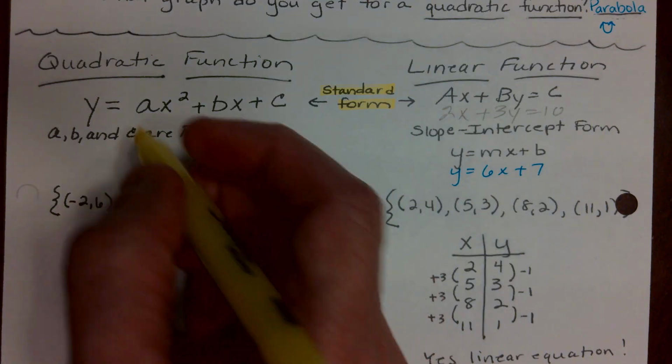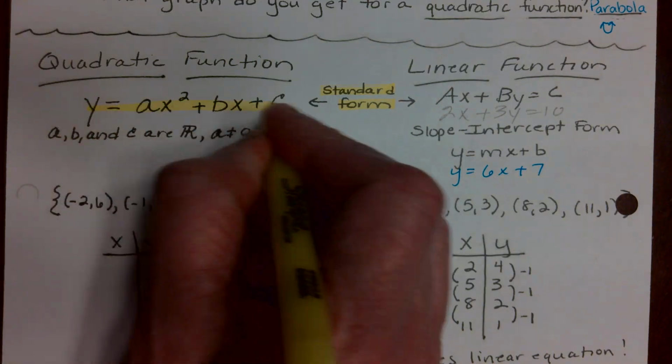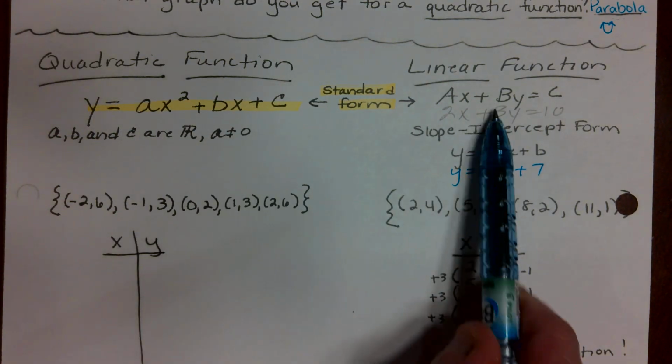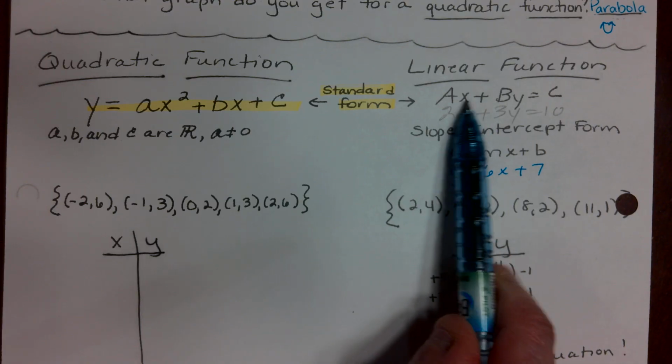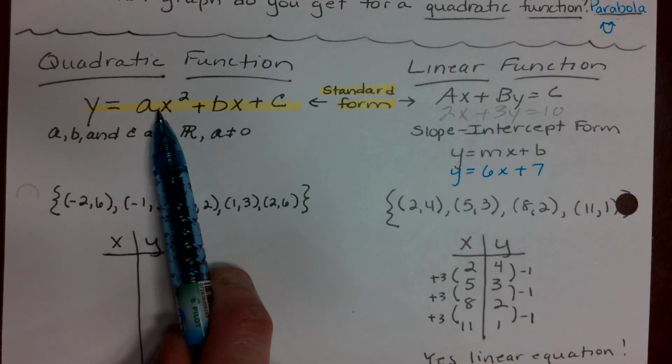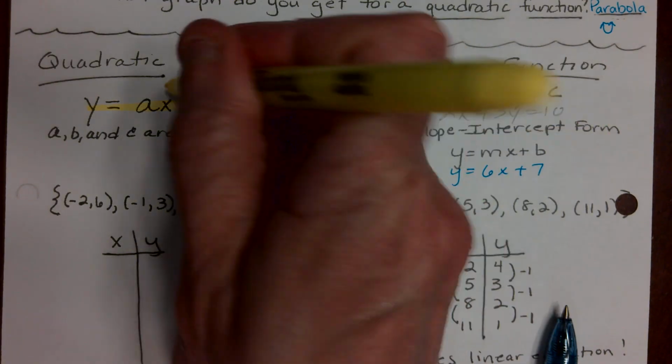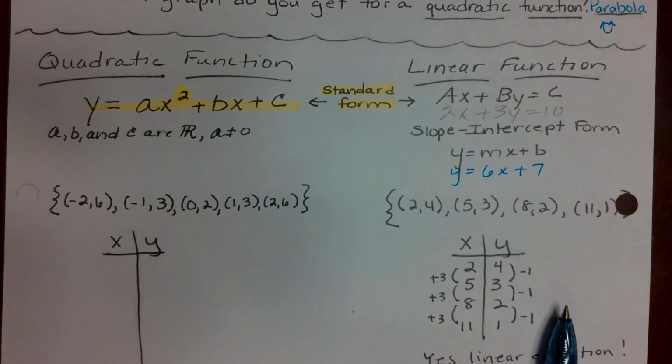In a quadratic, here is the standard form. And the reason it's a quadratic is you notice in the linear the x is just x to the power of 1. Now x is to the power of 2. So it's specifically this right here that raises us into the quadratic.